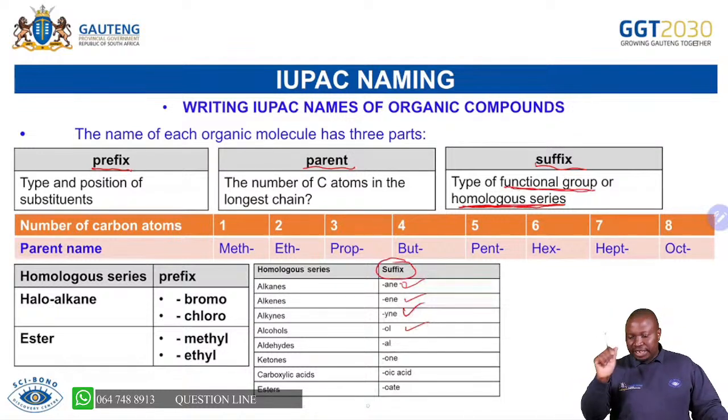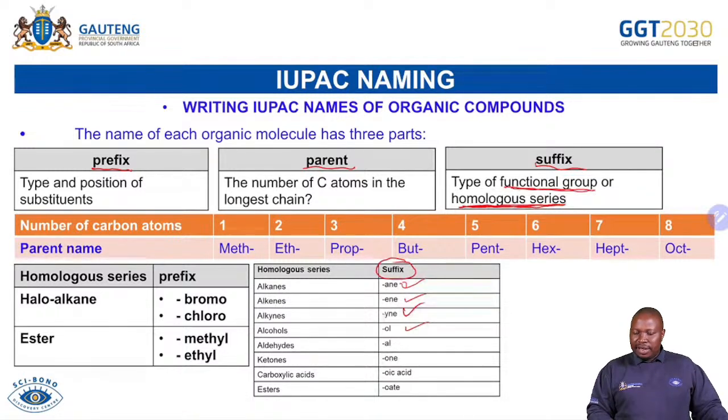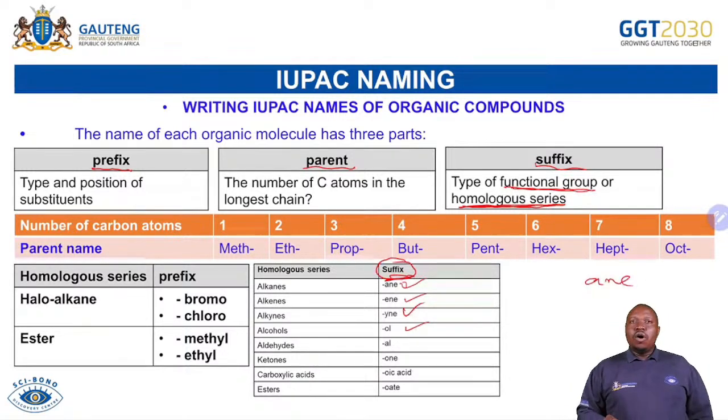Now, that is the first thing. You look for the functional group. You are able to check the homologous series, and then you put the suffix down. So let's say if it was an alkane, you'll say the name will end with ane. And then longest carbon chain.